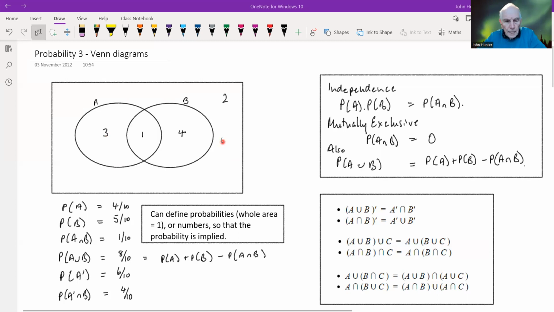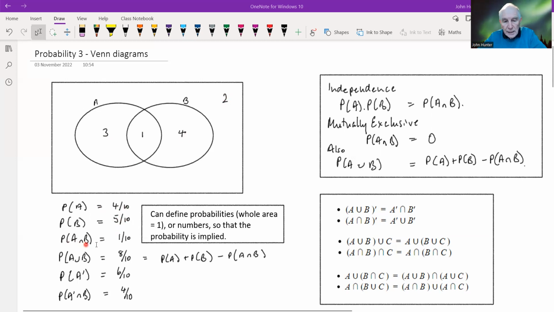Okay, so if we look down here, these are the sort of things that we see in our probability problems, very often with Venn diagrams. Probability of A: it's 3 and 1 out of the total of 10. Always remember this bit here, the bit outside the circles. It's the void space, or whatever we want to call it. So that's 4 tenths. Probability of B is 1 plus 4 out of 10, which is 5 tenths.